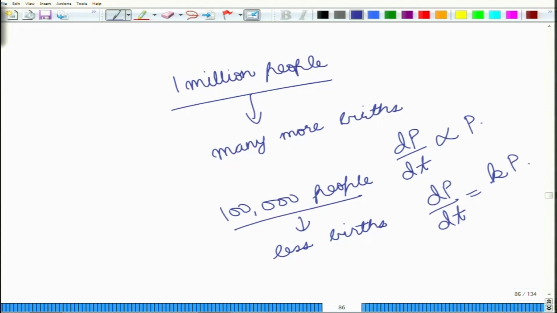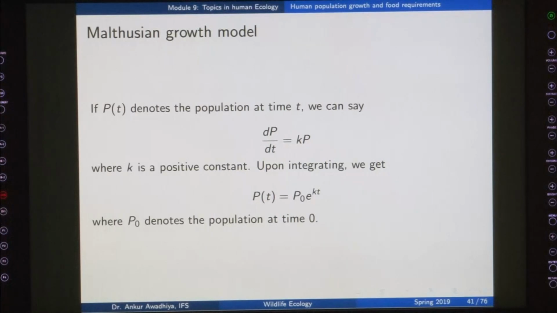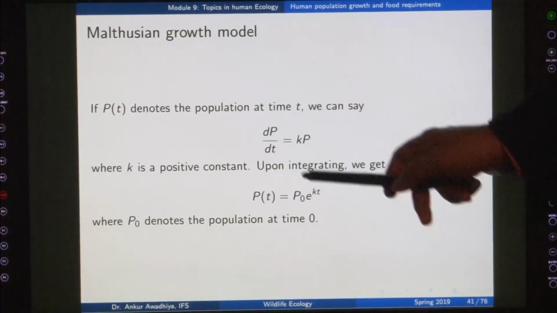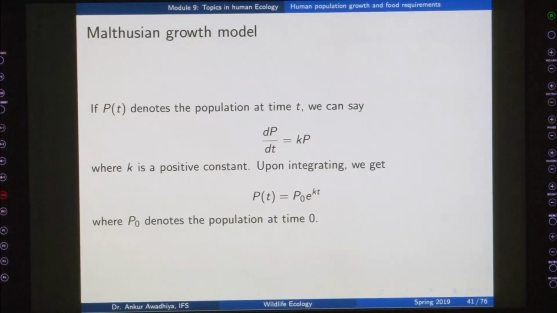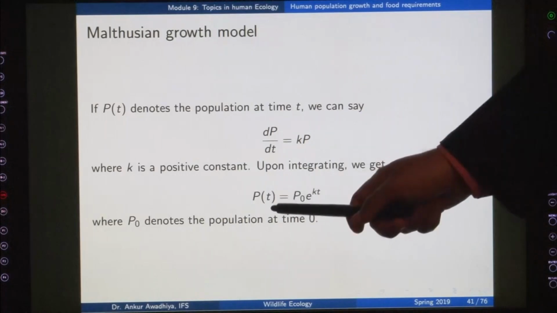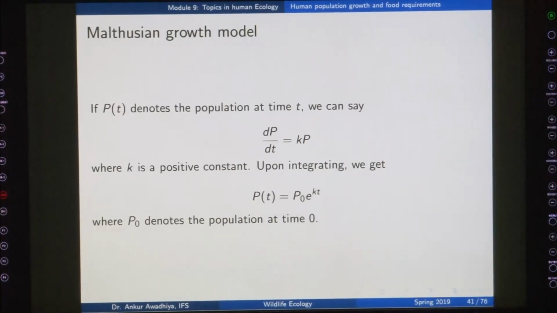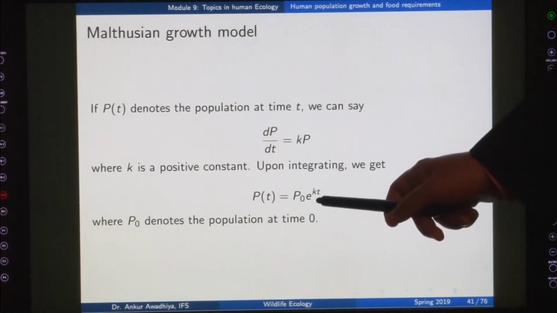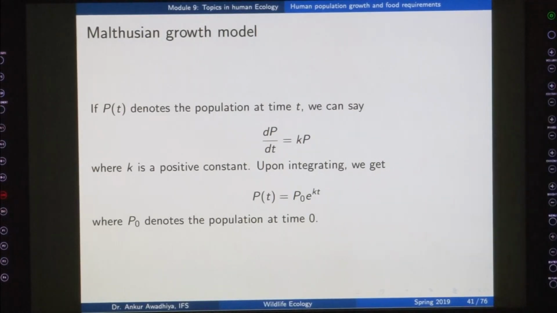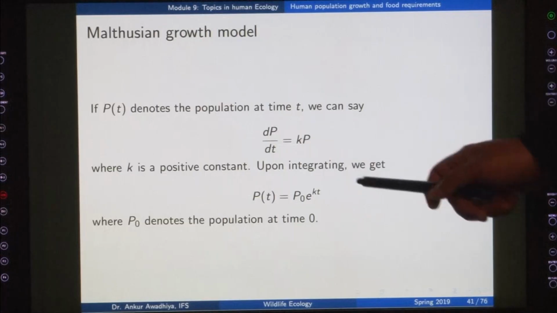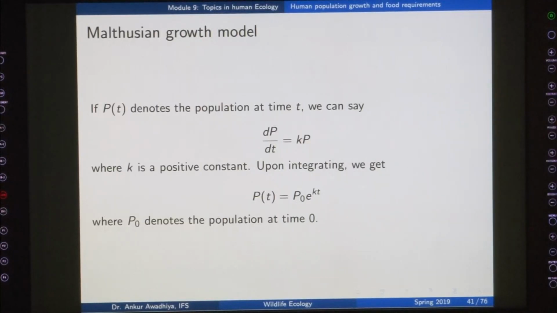Now if that happens, then we can integrate this equation and we will get to this result, that P of t is equal to P naught into e to the power of kt, where P naught denotes the population at time 0. So here we are saying that the population at any time t is equal to some constant value, which is the population at time point 0 multiplied by e to the power k into t, where k is this constant that we had derived here and t is the time period.